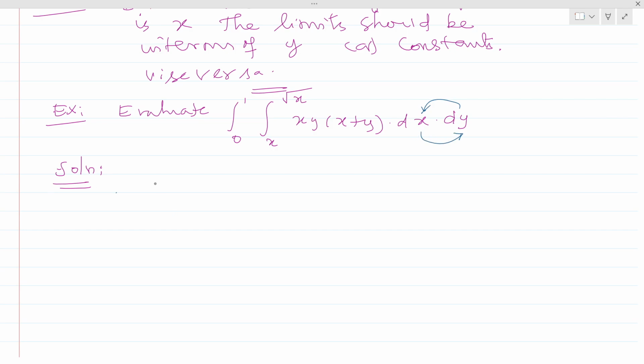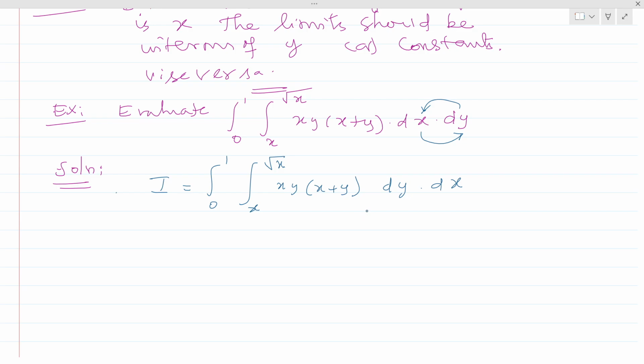Very simple solution. Therefore I equal to, we have to write in this proper order, 0 to 1 and then x to root x of xy by x plus y. It should be dy first, dx second. Are you able to understand?